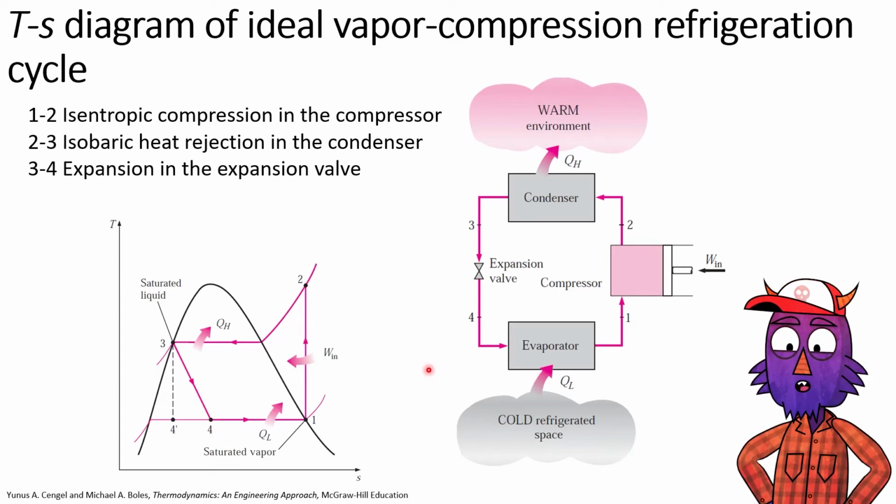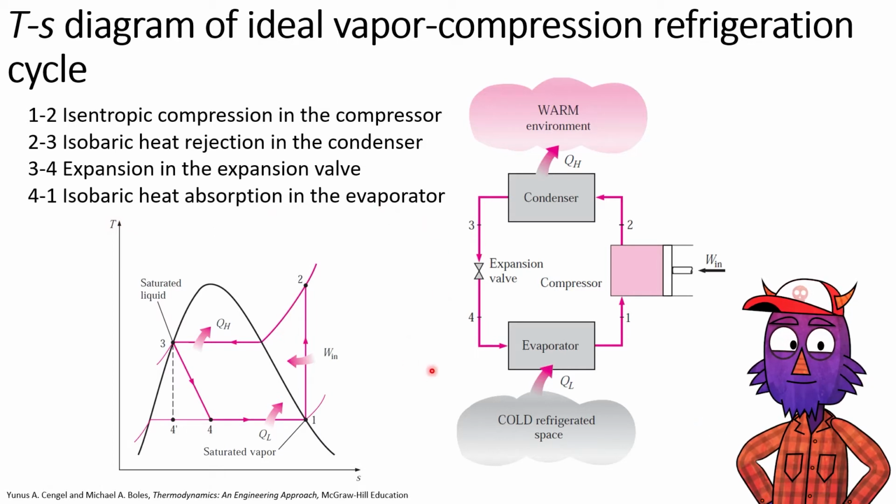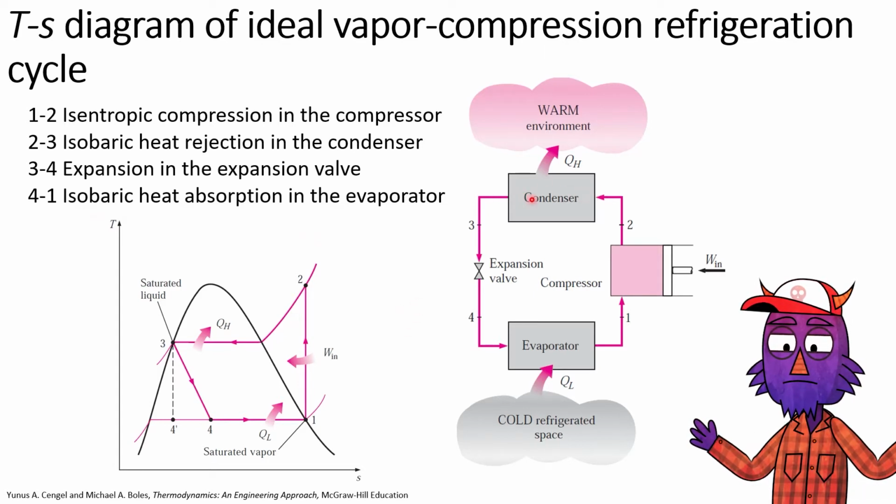Then the last process, from state 4 to state 1, is the isobaric heat absorption in the evaporator. I hope you remember the term isobaric. Isobaric means constant pressure. So in the condenser, the pressure is constant. There is no pressure drop once the refrigerant goes through the condenser, as well as when it goes through the evaporator, the pressure will not drop.